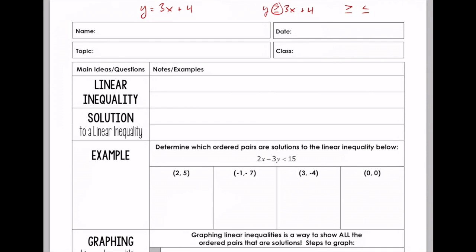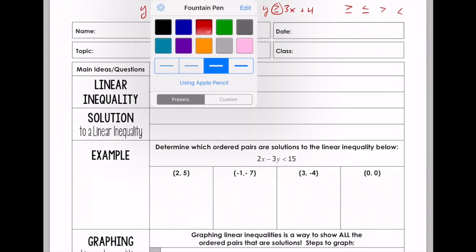This first one is greater than or equal to. Then we have less than or equal to. Then just greater than and less than. So there's 4 different types that we can use here. So let's define our linear inequality.